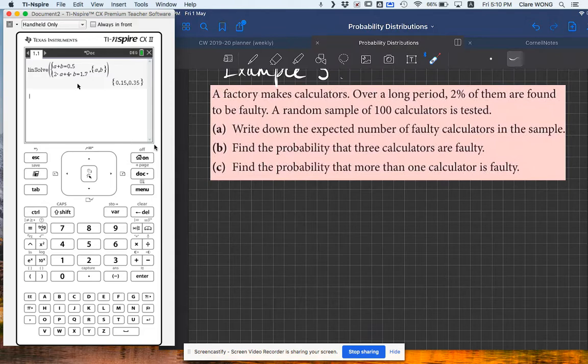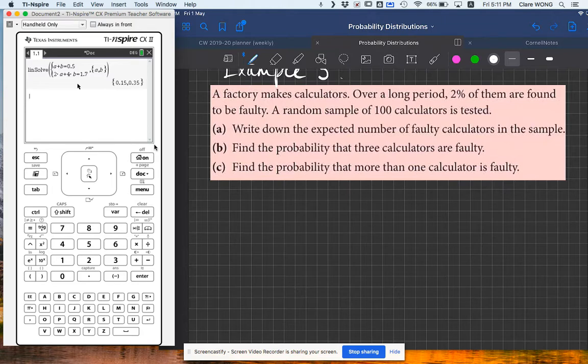Once you start from there, you think, do I have a fixed number of trials? And indeed we do. We are only concerned with 100 calculators. Next, do we know the probability of a faulty calculator? It says over a long period of time, 2% of them are found to be faulty. Basically, it's saying that every 100 calculators, there are 2 that will be faulty. You can expect that. So now we have identified all the parameters.